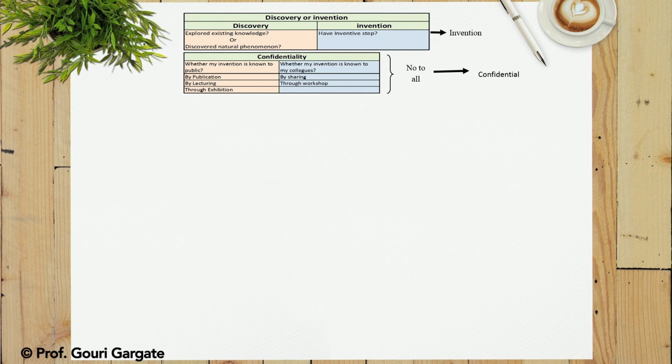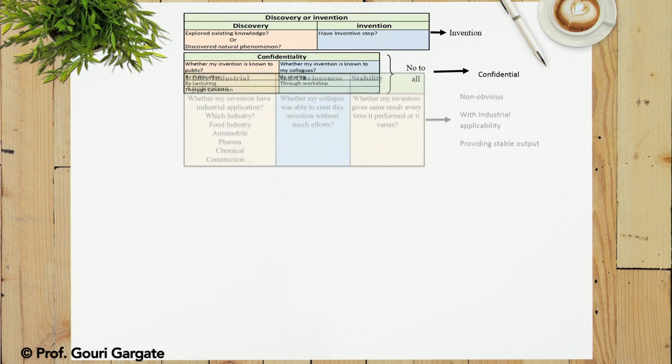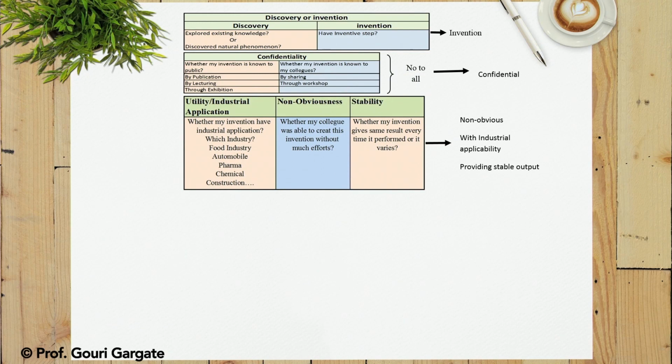So, you have checked these two things, that is whether it is a discovery or it is an invention, and second whether the invention is confidential and whether you have followed the confidentiality guidelines or not. Okay. So, you have passed those first two stages. The next is to check three important criteria of patentability, that is industrial application, non-obviousness and novelty of the invention.